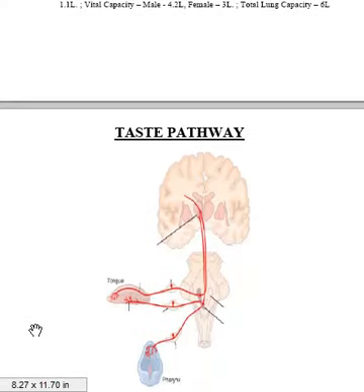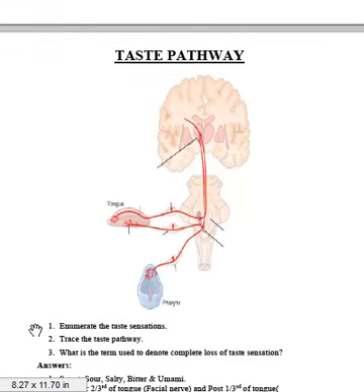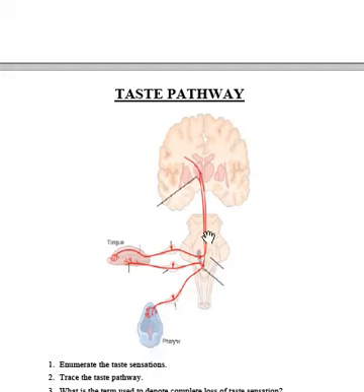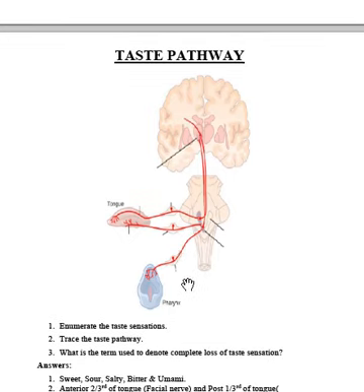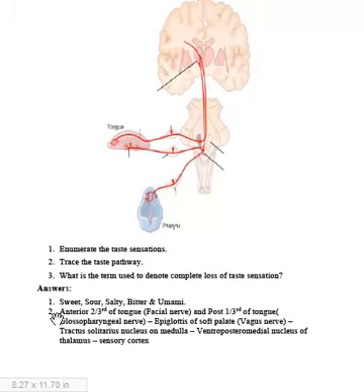Taste pathway. Enumerate the taste sensations and trace the taste pathway. What is the term used to denote the complete loss of taste sensation? First, what are the tastes present? Sweet, sour, salty, bitter and umami.